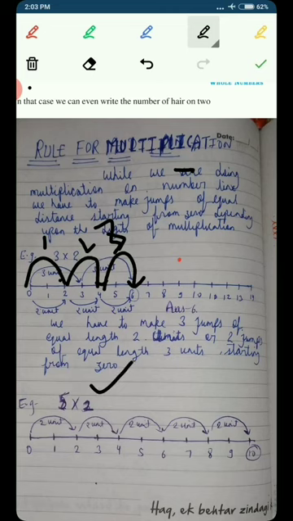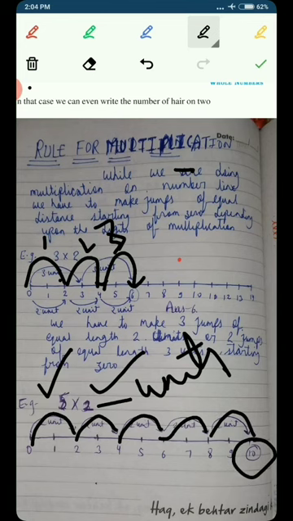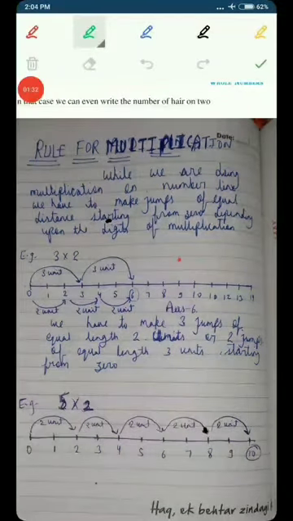Now let's come to the next multiplication, that is 5 into 2. We have also done this earlier. So what will we do? We will take 5 jumps of 2 units. So 2 units first jump, 2 units second jump, 2 units third jump, 2 units fourth jump, and 2 units fifth jump. So where did we reach? We reached at 10. That's how we do the multiplication on the number line.